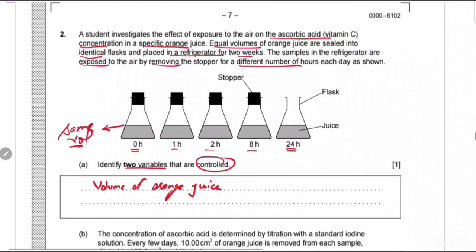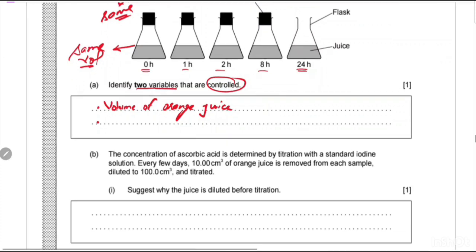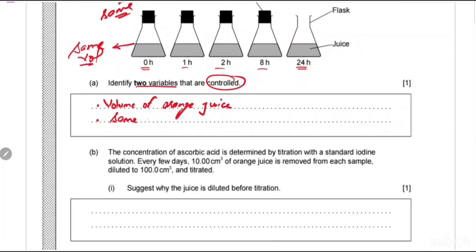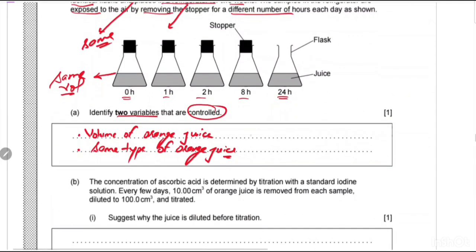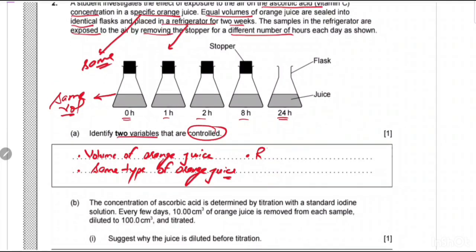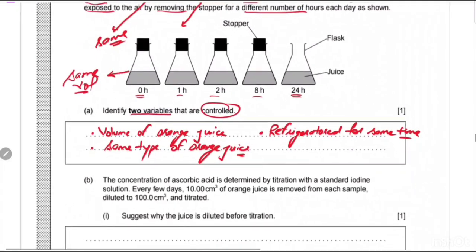What can be the second variable? The second controlled variable could be the specific orange juice, that is, the same type of orange juice should be taken. What could be other options? It asks for 2, but the other option could be that they should be refrigerated for the same time. So you have to write any 2. So these should be the two controlled variables.